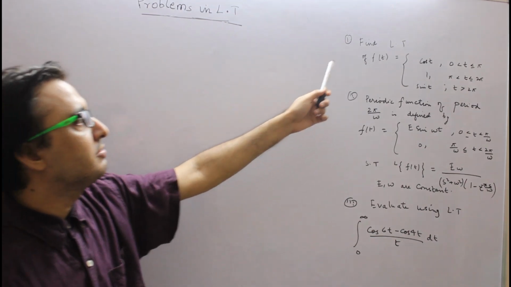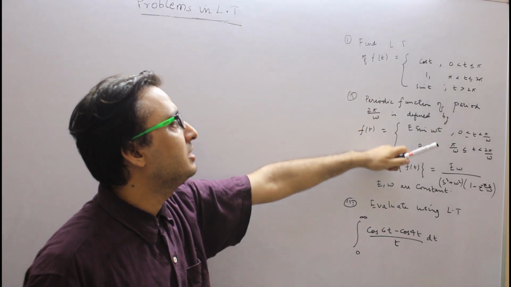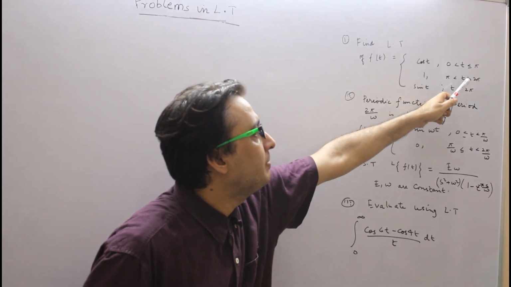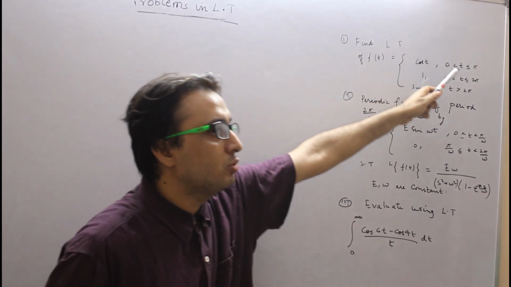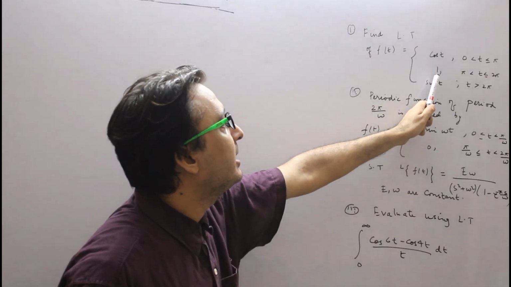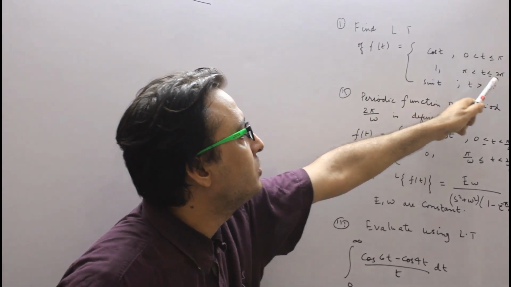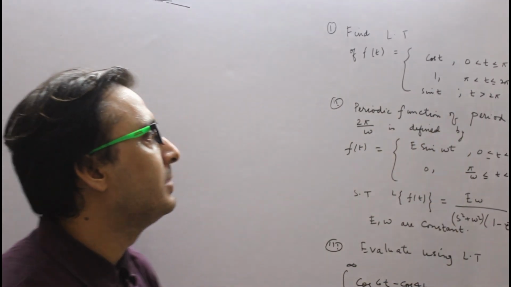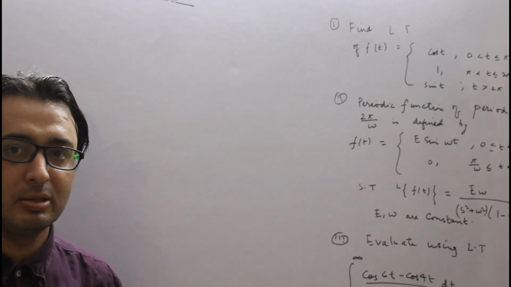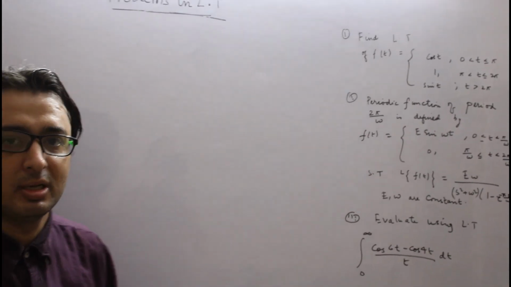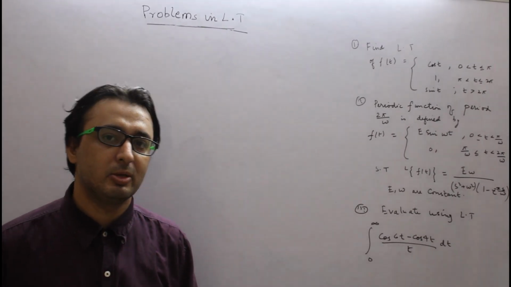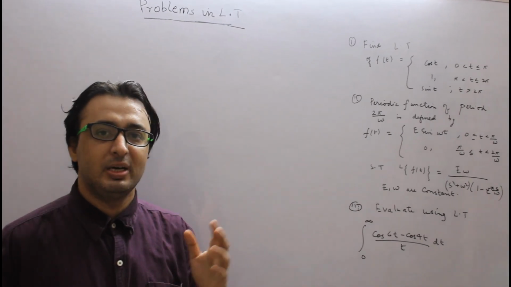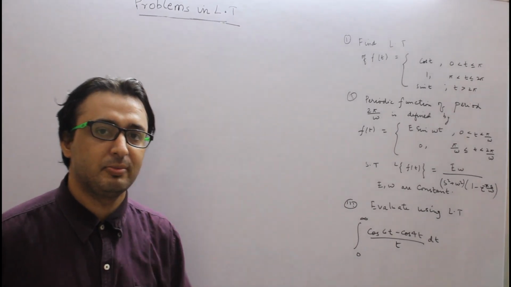The question says, find the Laplace transform of f(t) equal to cos t in the range 0 to pi, where pi is on the closed interval, and it is 1 for pi to 2 pi, and sin t for greater than 2 pi. Now, why have I taken this question? This question is of prime importance in the coming civil services, because in 2015 they have asked on this property of double shifting property or second shifting property.